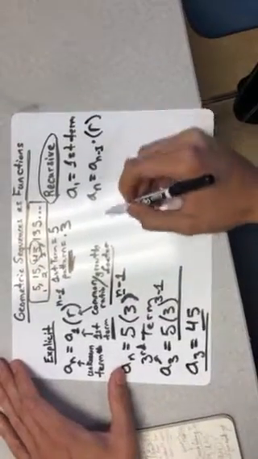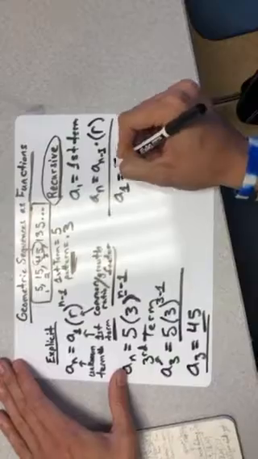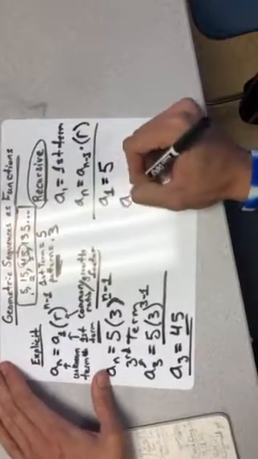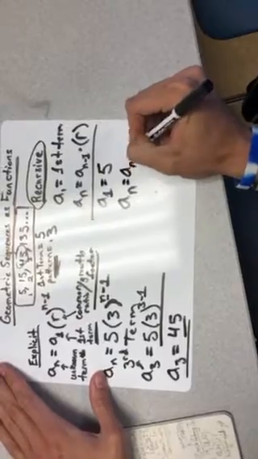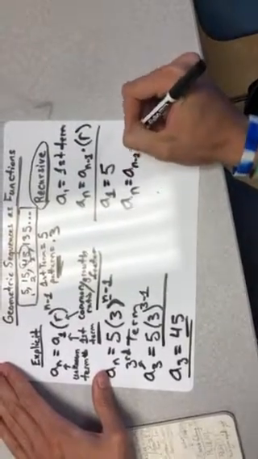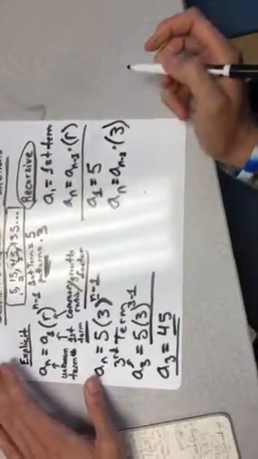So for our sequence, it would look like this. A sub 1 is your first term, which was 5. A sub n, we're going to write a sub n minus 1 multiplying 3, which was our growth factor.